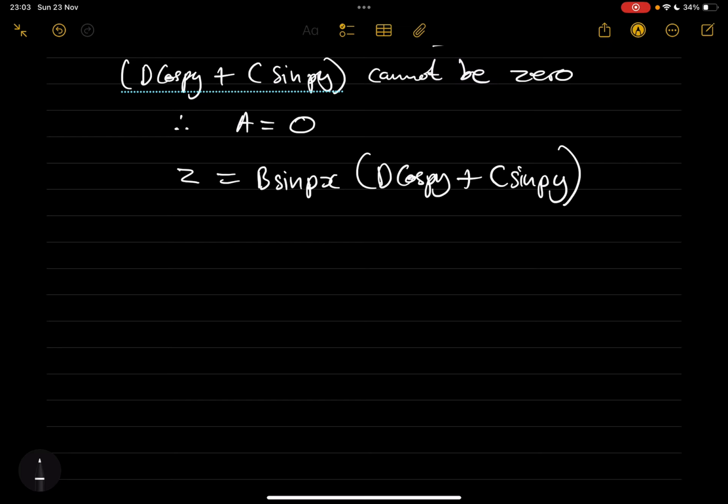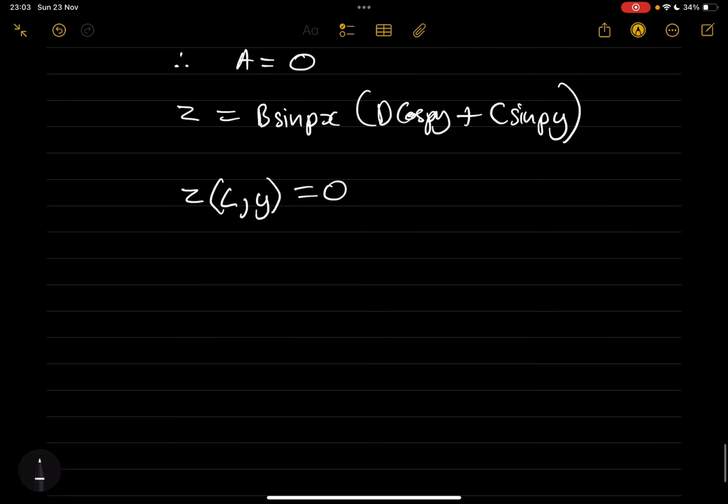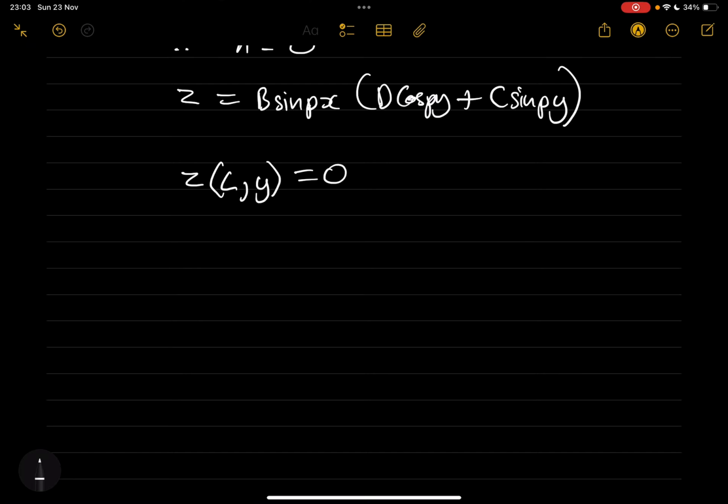So again, we evaluate the second boundary condition, which is equal to 0. So when x is L, z is 0. So 0 is equal to b sine p. When x is L, we have d cos py plus c sine py, right?